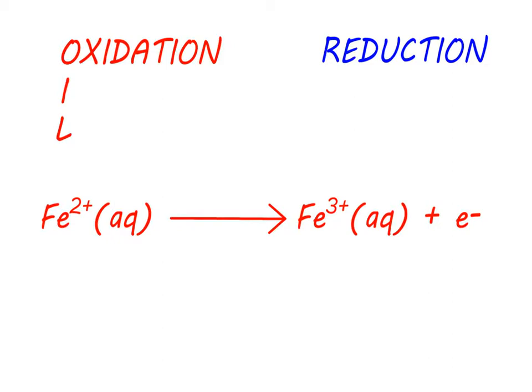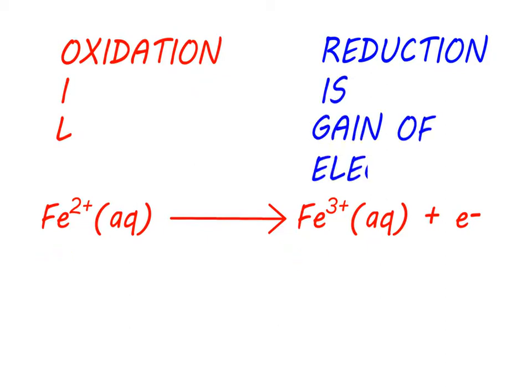Oxidation can also be defined as an increase in oxidation number. In this case, the iron 2+ ion, being a simple ion, has an oxidation number with the value of its charge at +2, and the iron 3+ ion has an oxidation number of +3. In this reaction, the iron's oxidation number has increased, and so the iron has been oxidized.